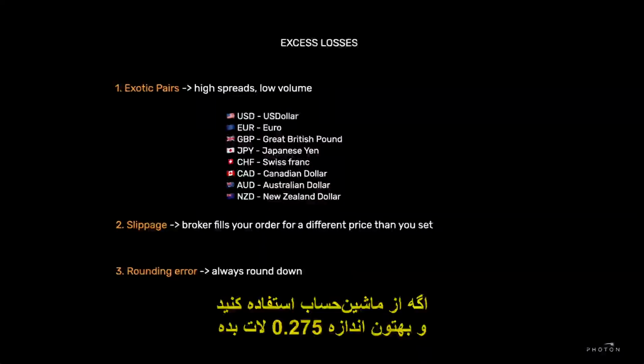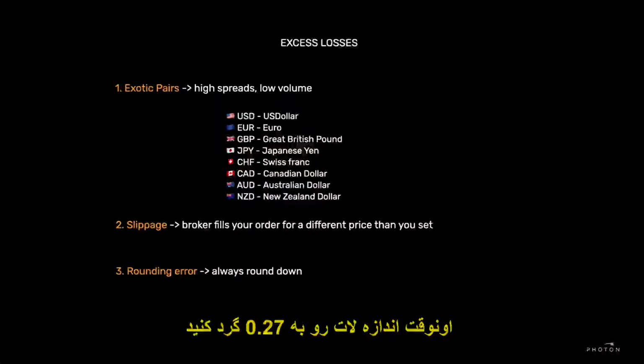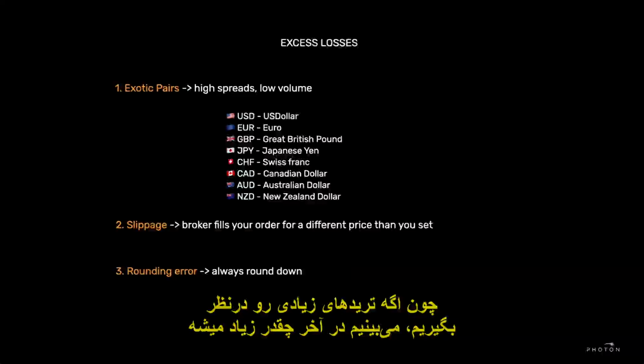So if you use the calculator that we just looked at, and it says to use 0.275 lots, if you cannot enter a lot size to 3 decimal places with your broker, then just round it down to 0.27, right? Rounding down always helps with that, because this really can add up over a large series of trades.